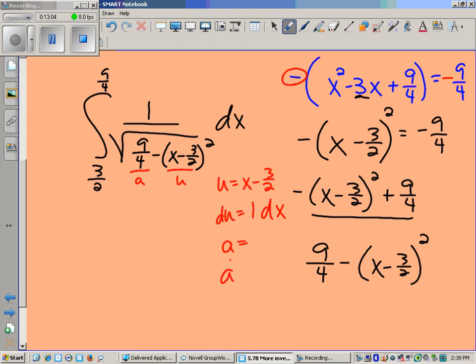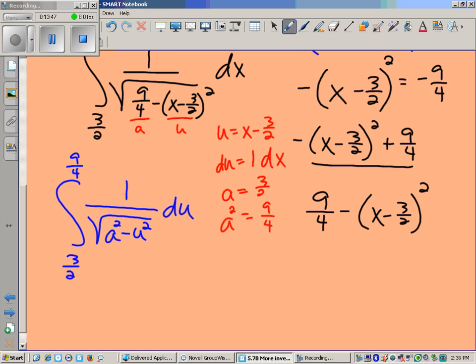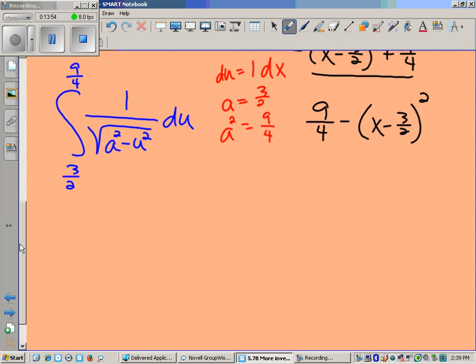And then what would a have to be so that a squared is 9/4? What would a have to be so that a squared is really 9/4? Wouldn't a really then have to be 3 halves? That works, doesn't it? Because if I square it, I get 9/4. Okay. So, rewriting again. I've got an integral from 3 halves to 9/4 of 1 over the square root of a squared, which is 9/4, minus u squared du.